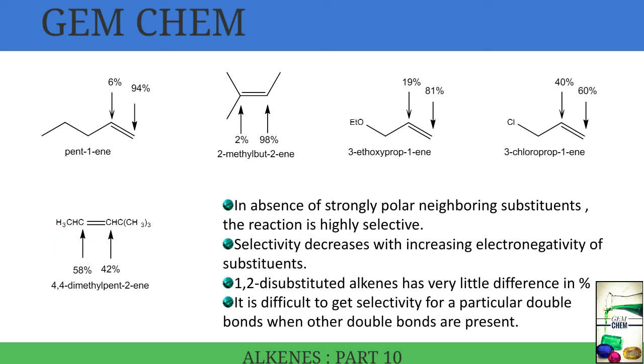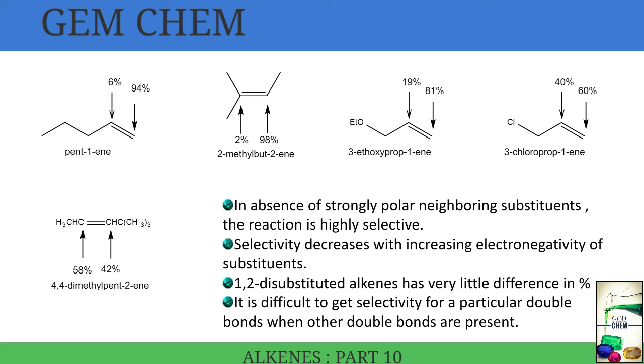So why is it so? In the absence of a strongly polar neighboring substituent, the reaction is highly selective. These two cases are for the absence of strongly polar neighboring substituents. The selectivity decreases with the increasing electronegativity of the substituent. So if the electronegativity of the substituent increases, then the selectivity decreases. 1,2-disubstituted alkenes have less difference in percentage. That is, when there are 2 substitutions on the 2 carbons, then the selectivity decreases.